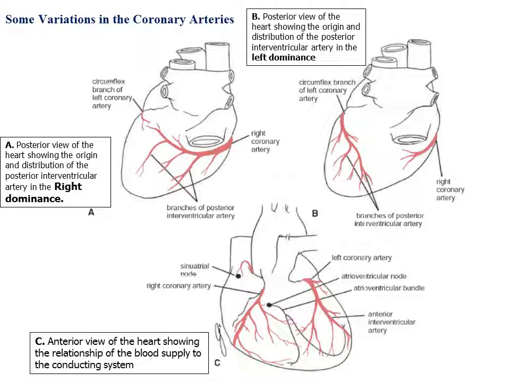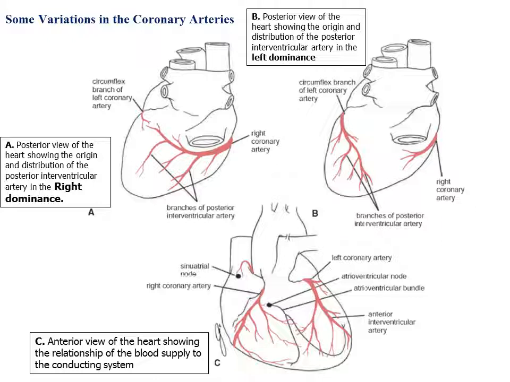Let us look at the variations in the diagram on the left, A by A, on the A side. Here, look at the right coronary artery and its branches, and here the circumflex branch is a small one. It is not replacing the posterior interventricular. This is the posterior view of the heart showing the origin and distribution of the posterior interventricular artery, and this is called right dominance.